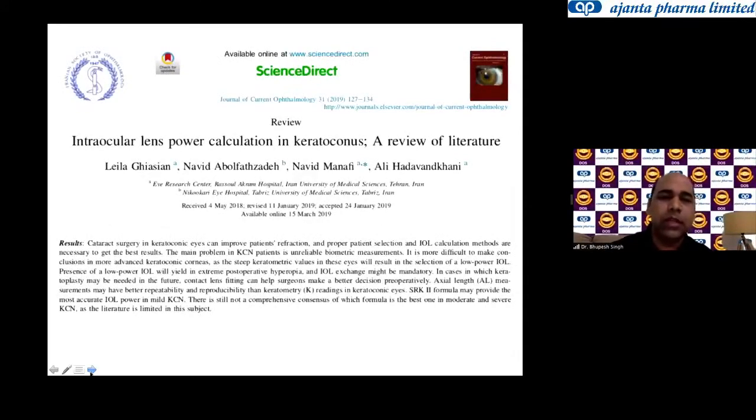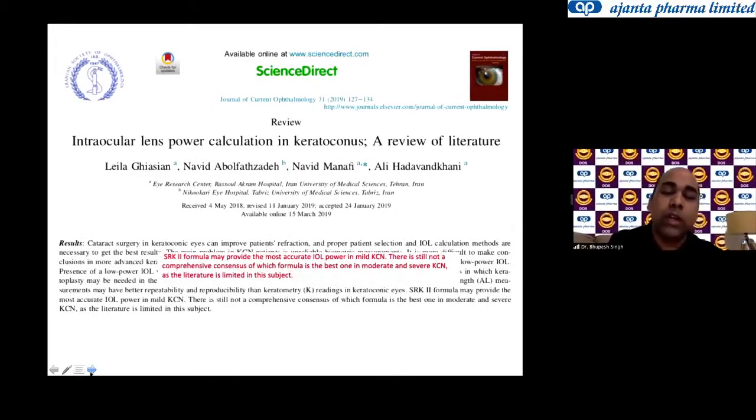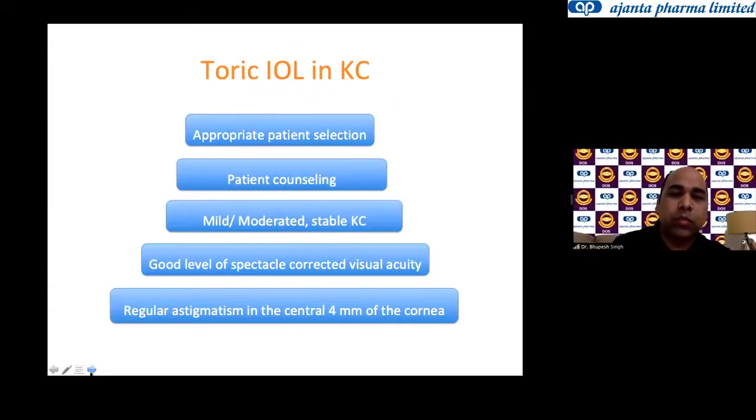This is a literature review published in ScienceDirect where they reviewed all the IOL power calculation in keratoconus literature, and they found that in mild to moderate cases, SRK2 works very well, although there is no consensus in the severe or moderate keratoconus group. Coming to the type of IOLs, first is the monofocal IOL.